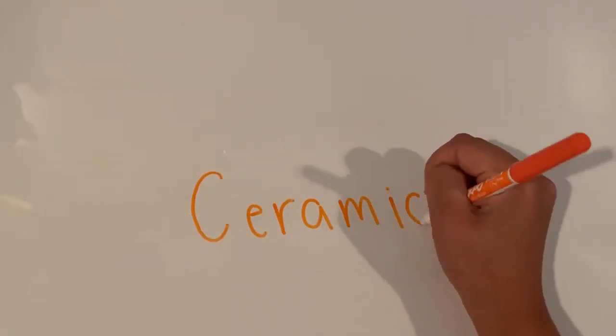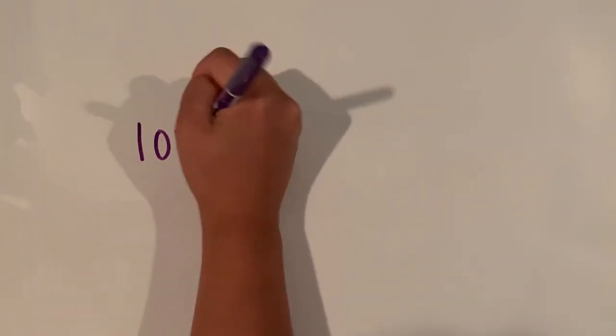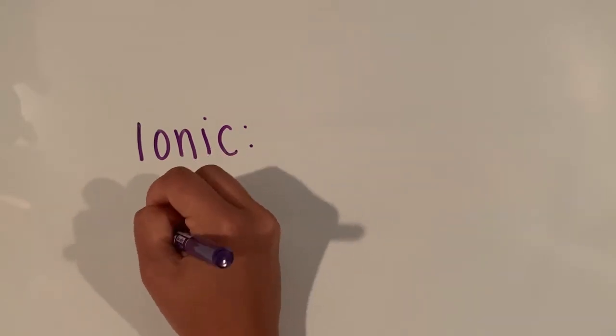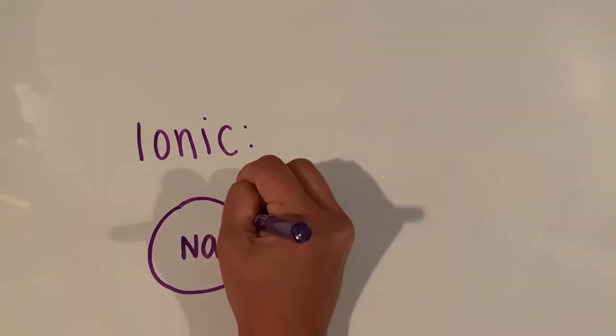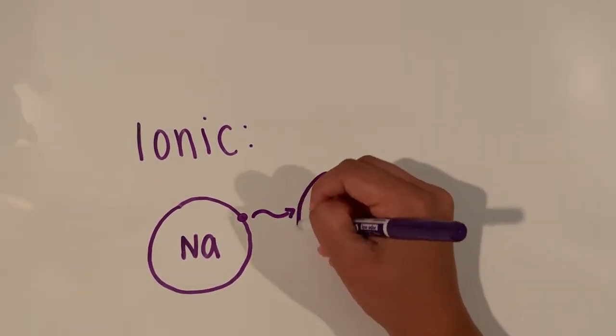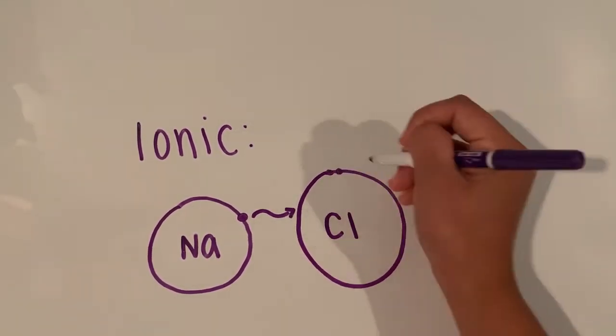Today's video we will be focusing on ceramics. Ceramics are made up of metallic and non-metallic elements, and their main primary bond is ionic due to the differences in electronegativity between the atoms that make up a ceramic. The example shown here is between a sodium atom with a chlorine atom.